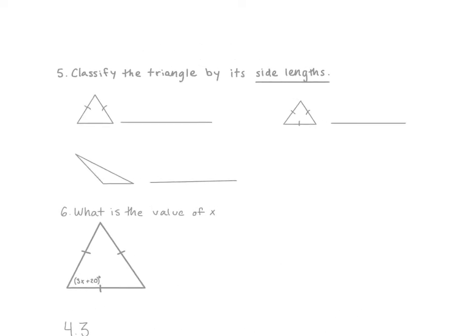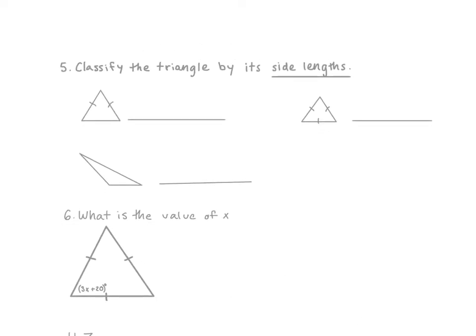Now let's classify the triangle by its side lengths. So the top left, Ryan, what did you get for that one? Isosceles. And the bottom left? Scalene. And the top right? Equilateral.